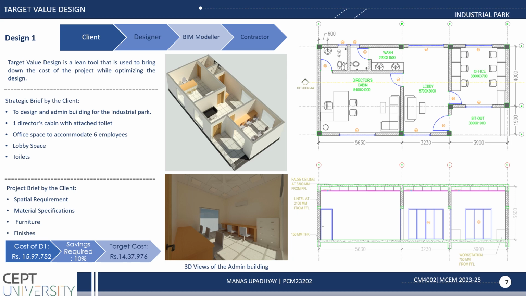This is the plan prepared by the designer for the admin building. The office space is around 155 square meter, the lobby 125 square meter, the private cabin around 15 square meter, and the washroom is required.